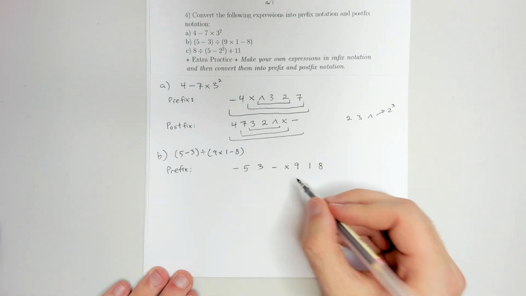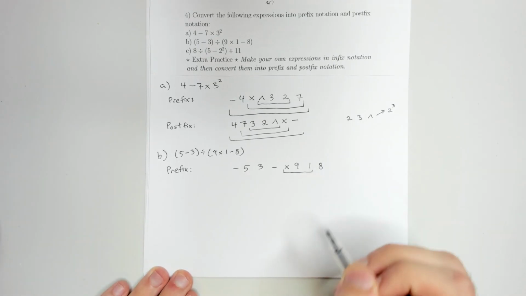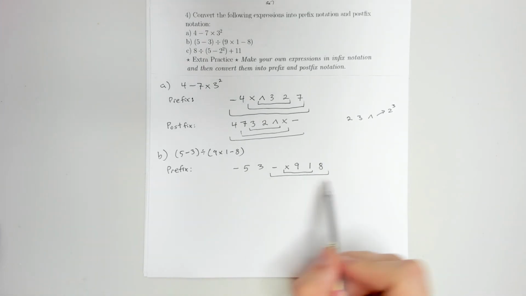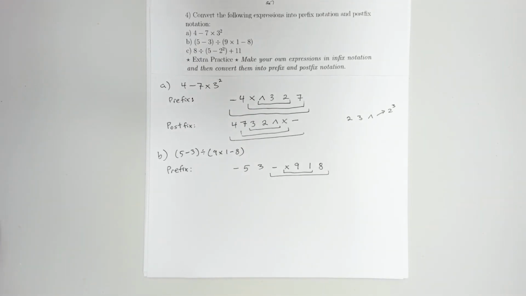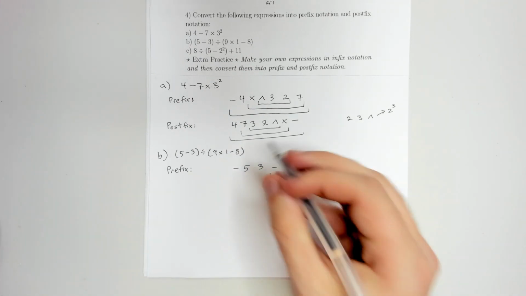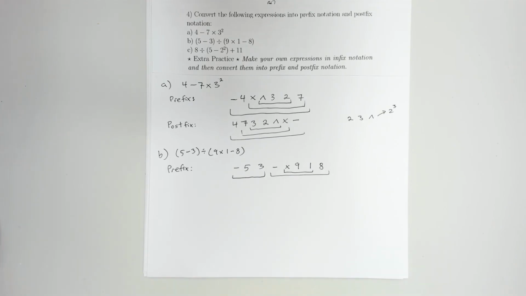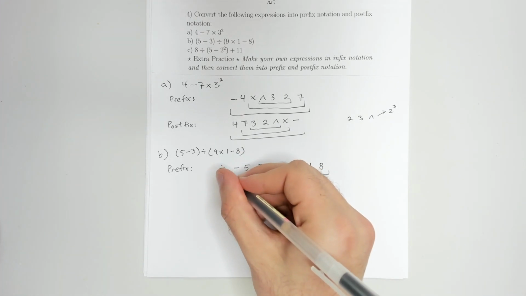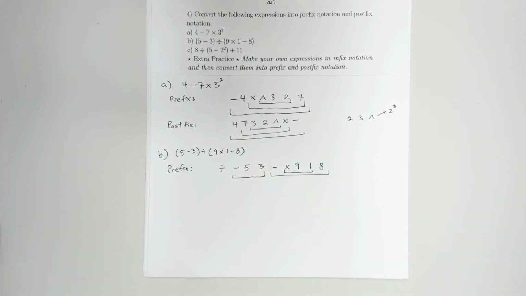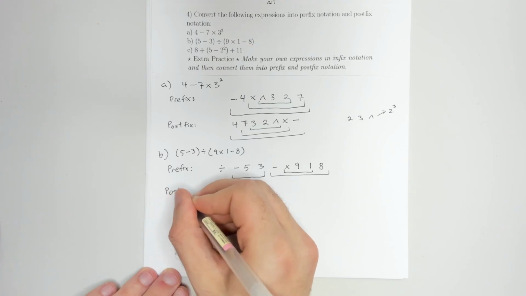And the reason for that is because the 9 times 1 will happen first, and from that result, we're going to subtract off the 8. So that gives us everything in these parentheses, and this minus 5, 3 gives us everything in this parentheses. So now all we have to do is divide the two results, and boom, there is our result in prefix notation. Now to do this in postfix.